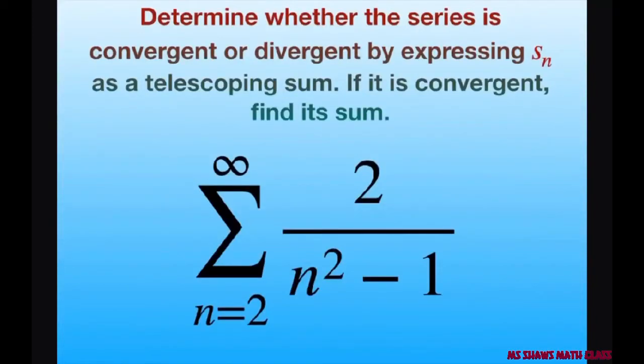Everyone. We're going to determine whether the series is convergent or divergent by expressing our series with the nth partial sum as a telescoping sum. If it's convergent, we're going to find its sum. We're going from n equals 2 to infinity of 2 divided by n squared minus 1.